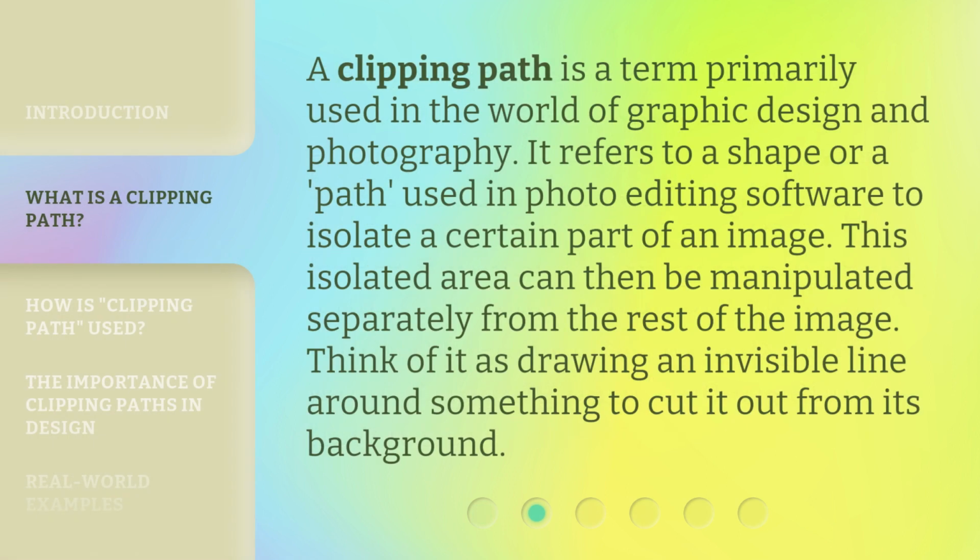A clipping path is a term primarily used in the world of graphic design and photography. It refers to a shape or a path used in photo editing software to isolate a certain part of an image. This isolated area can then be manipulated separately from the rest of the image. Think of it as drawing an invisible line around something to cut it out from its background.